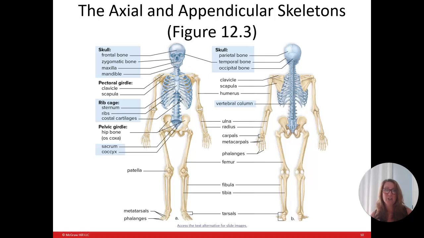The appendicular skeleton, that term looks like the word appendage. So we're talking about the bones of your shoulders, your arms, your hands, and your lower appendages, which are your legs. So we have your hips or the pelvic girdle, and the bones of your legs and your feet. So we'll pause here and go to part 2.